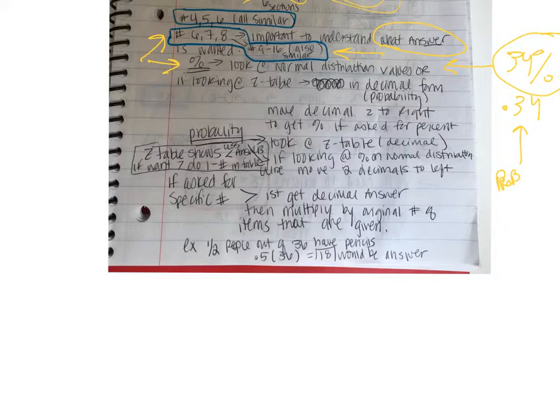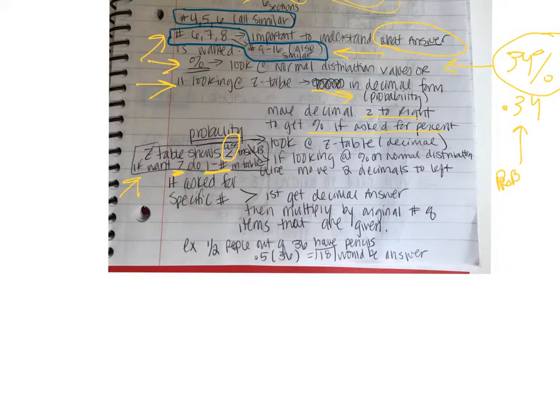Now, if you're looking at a z-table, the values you see there are in decimal form, so you would use that for probability. If you were going to convert, you would just move the decimal 2 to the right to get a percent. Remember, the z-table always shows you the decimal values, the probability, always for less than. So be careful: if it says greater than in the problem, you always need to do 1 minus the value in the table.